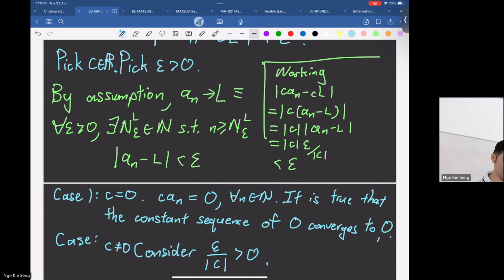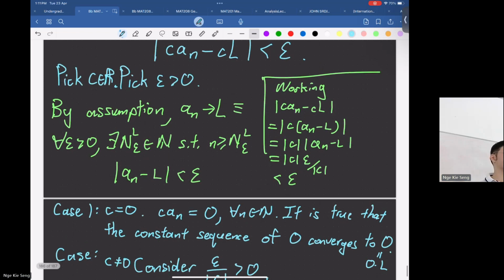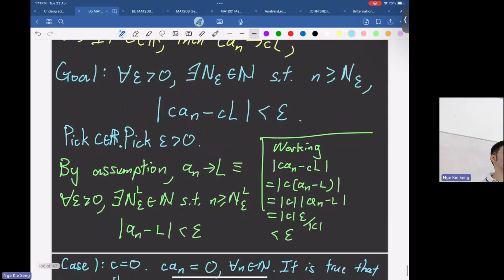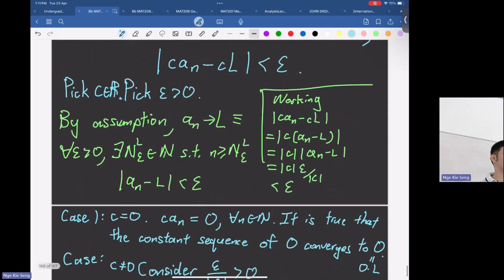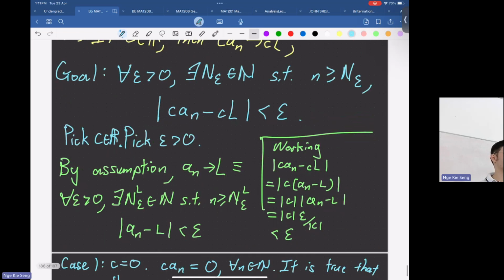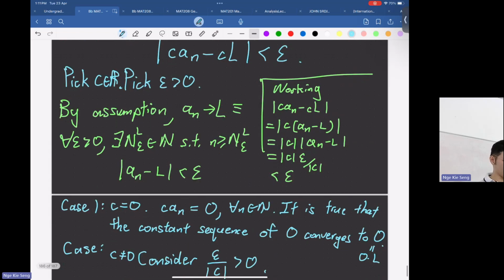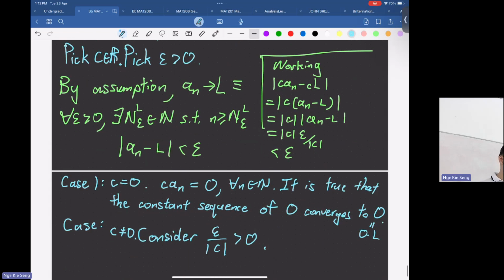Make sense? 0 is 0 times L in this case. Okay? Does it make sense or not? Make sense for the case C equals to 0? Okay. Any question? Case 1? No? Okay, so case 2 is our job just now.